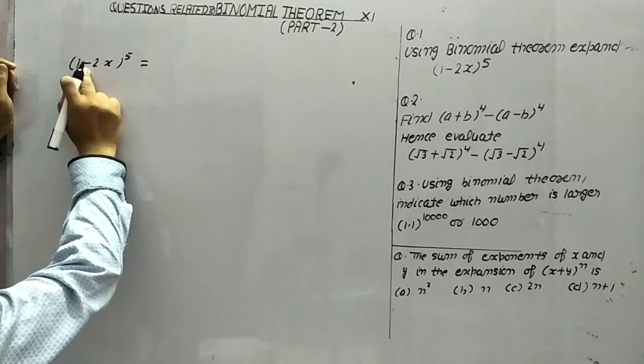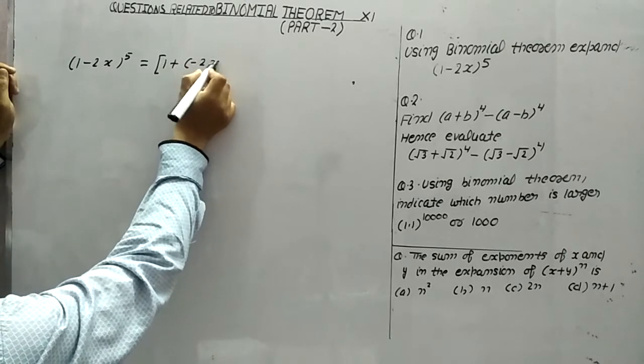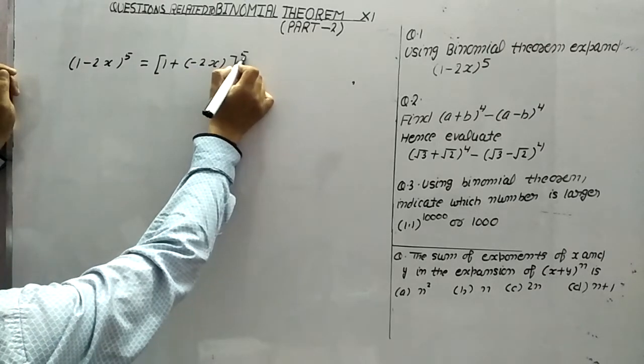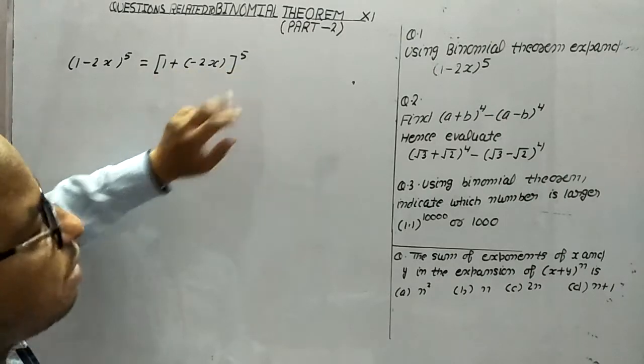Now because we have the minus sign in between, first of all, in any question if the situation is like that, make it positive in this way. It means x is 1 and a is minus 2x.